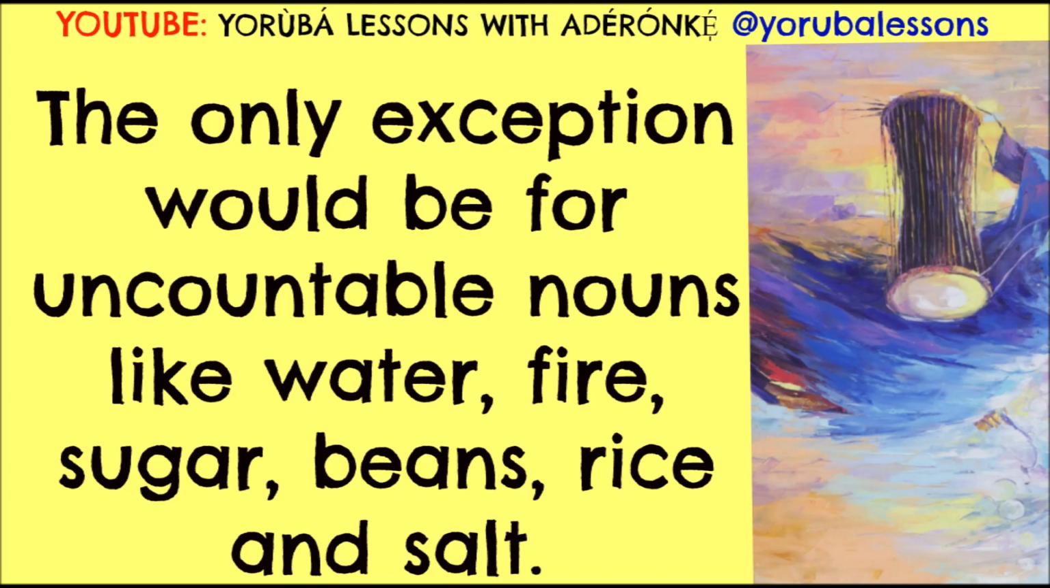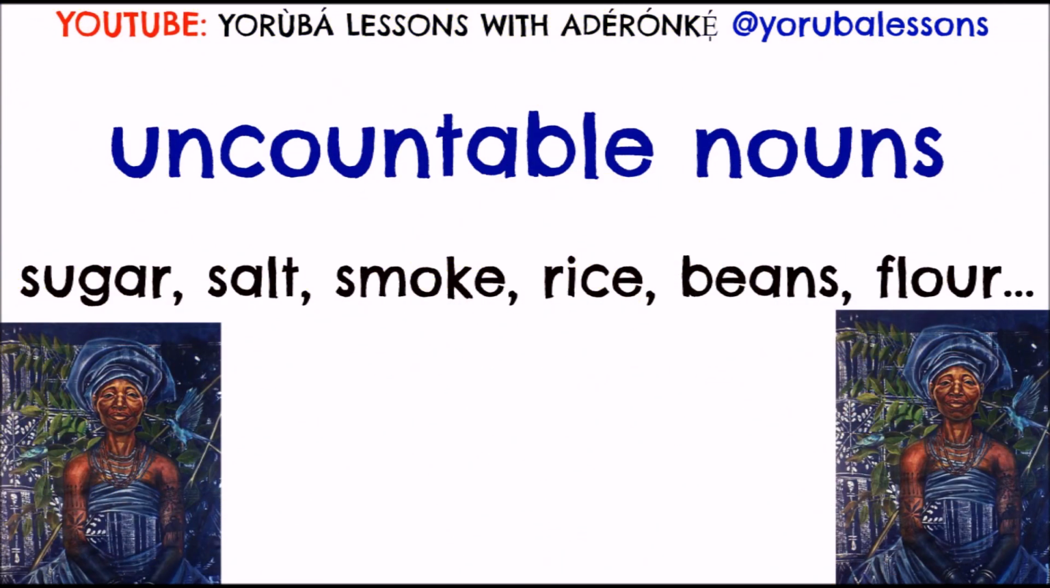So I was talking about exceptions. The only exception would be for uncountable nouns. And what are the examples of uncountable nouns that we have? Water, fire, sugar, beans, rice, and salt. Sugar, salt, smoke, rice, beans, flour. We measure salt. You don't just say 1 grain of sugar, 2 grains of sugar. We don't do that. We measure sugar by cups or bowls or whatever. So these uncountable nouns we measure, like flour, beans.